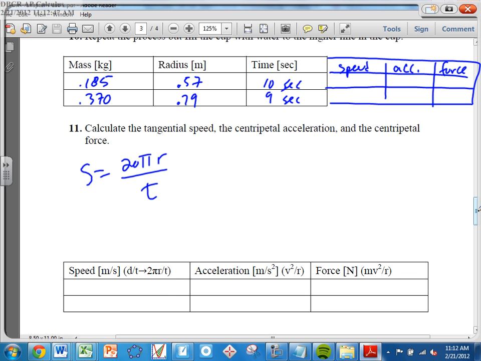Now, please remember when you're doing this part, if you have other questions, ask me, that's fine. When you're doing this portion for acceleration, it says v squared over r, right? V is velocity, but in this case, velocity and speed are the same thing. Okay, we talked about this last time. Velocity and speed are the same. Here, for force, it's mv squared over r. M is the mass, and then you multiply by v squared over r. So again, you're doing this for 2 scenarios.